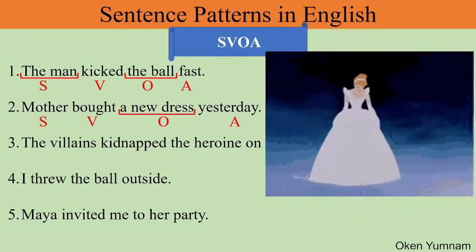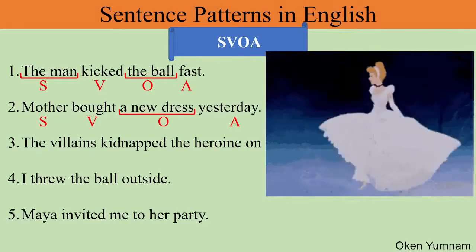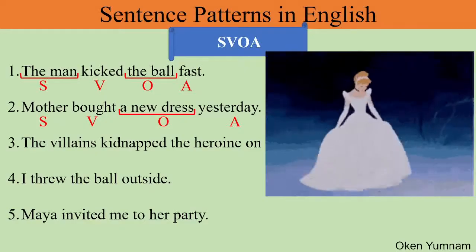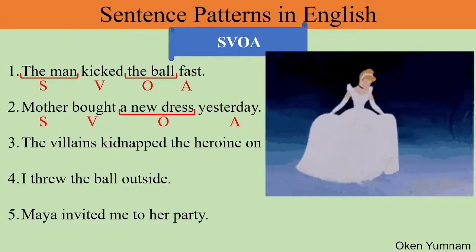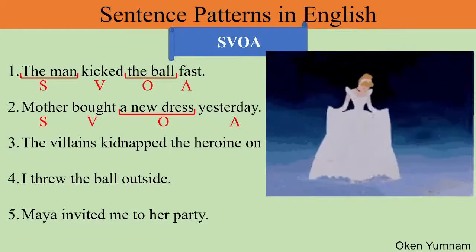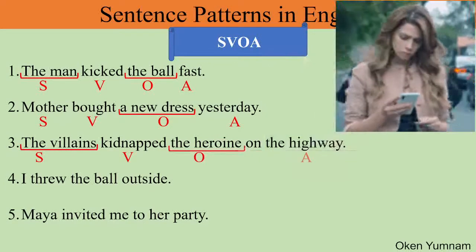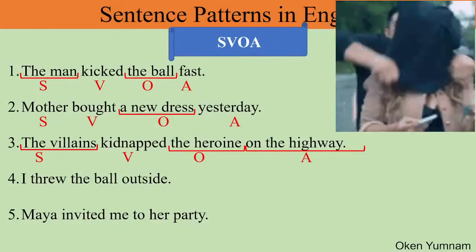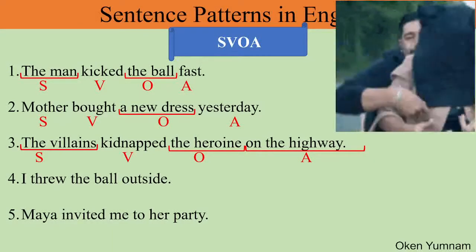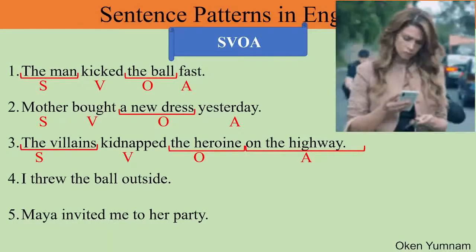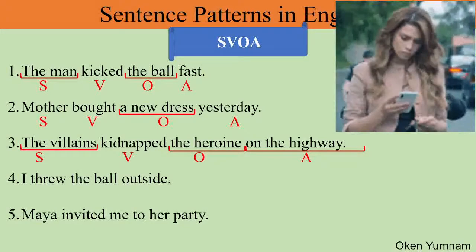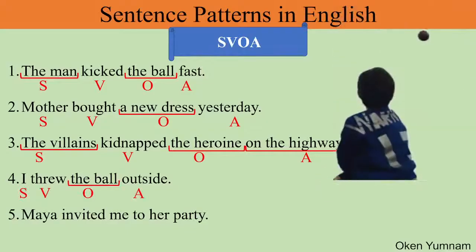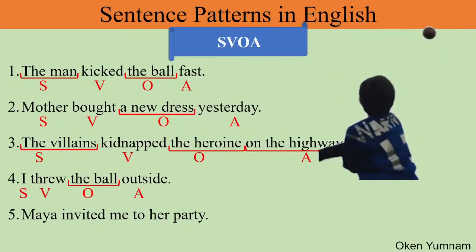Number 2. Mother bought a new dress yesterday. Subject, verb, object, adverbial. Yesterday is the adverbial. It answers the question when. The villains kidnapped the heroine on the highway. Subject, verb, object, on the highway. It answers the question where. So it's adverbial.